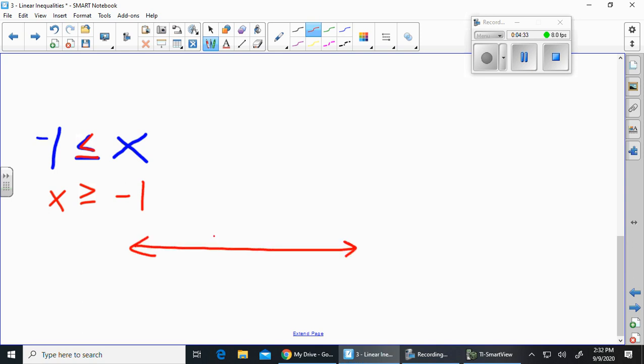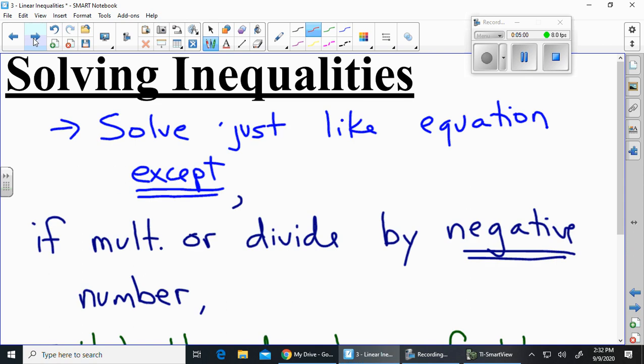Well, if I were going to graph that, there's -1. Numbers that are bigger than -1 are 0, 1, etc. So I start at -1. I color it in because it's got the equal sign. Those numbers to the right are bigger than -1. So what we're going to do, solve.